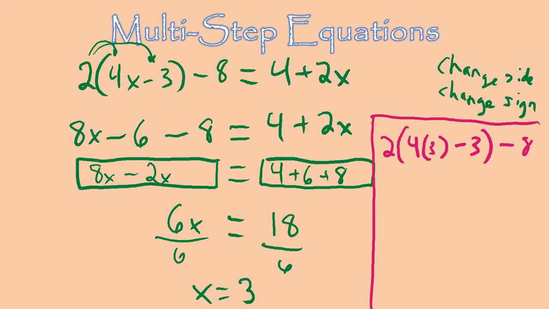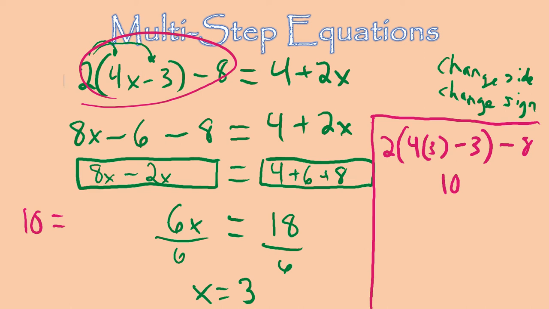I'm just going to do 4 times 3 is 12. And then 12 minus 3 would give me 9. I did what's inside the parentheses first. 9 times 2 gives me 18, and then 18 minus 8 would give me 10. So the left-hand side, all of this right here, is 10 when x is 3. 10 is not our answer. 10 is what we get when we put 3 into the left-hand side.